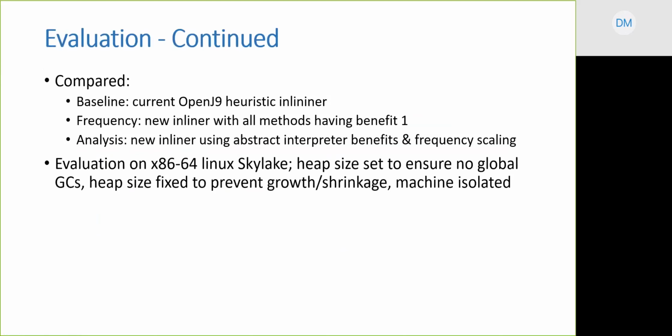The evaluation was done on x86-64 Linux on Skylake. We ran with a fixed heap size, and the heap was set sufficiently large to prevent global GCs occurring during the run. And the machine was isolated with nothing else running on it at the time that the evaluation was done.